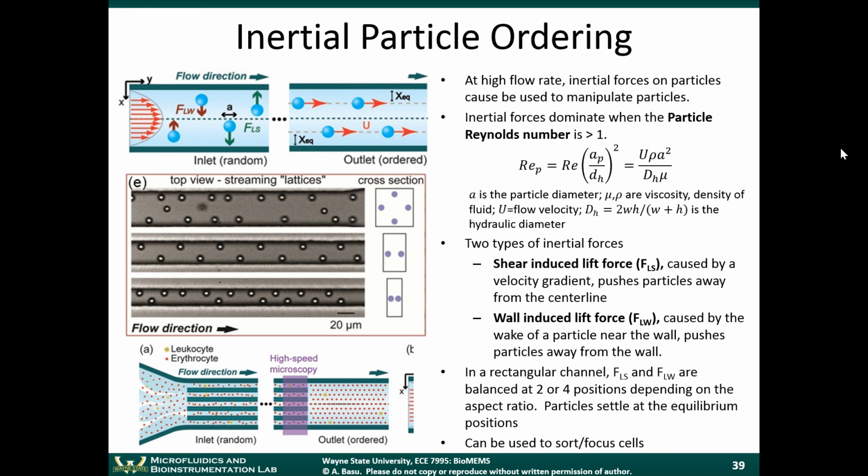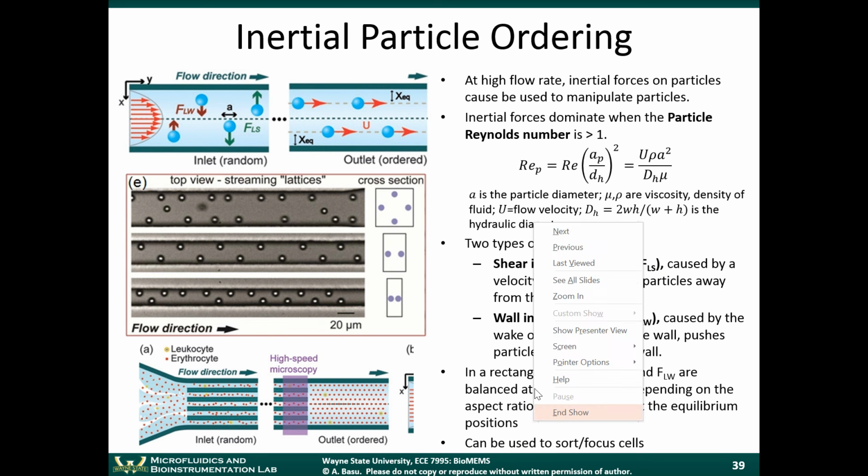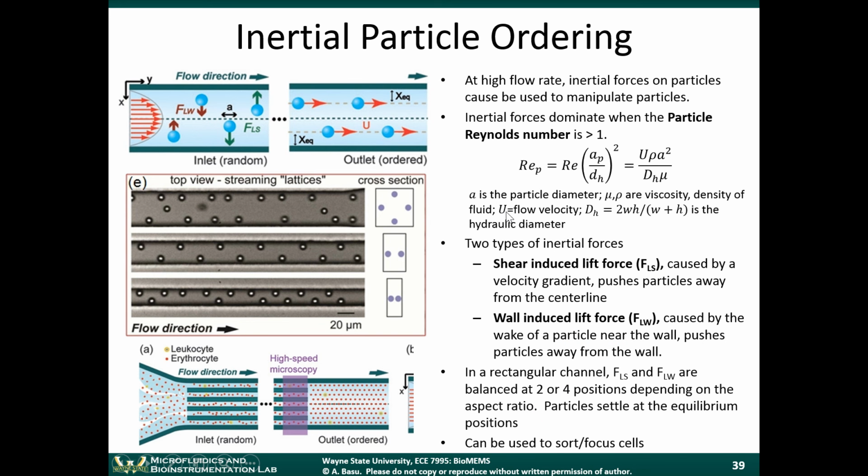So let's see here. First of all, this is the particle Reynolds number. The particle Reynolds number is equal to the channel Reynolds number. This is the Reynolds number that we studied earlier, which is basically the flow velocity times the density of the fluid divided by the hydraulic diameter of the channel. So we know the Reynolds number already.